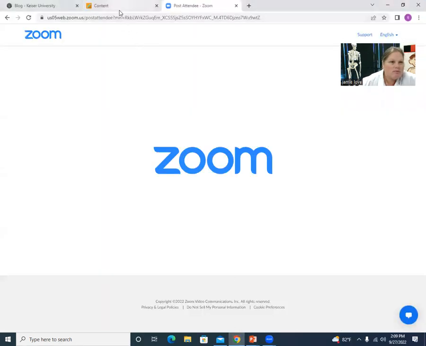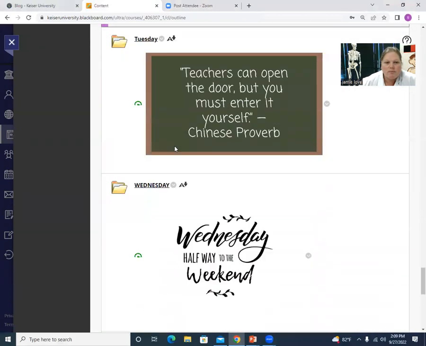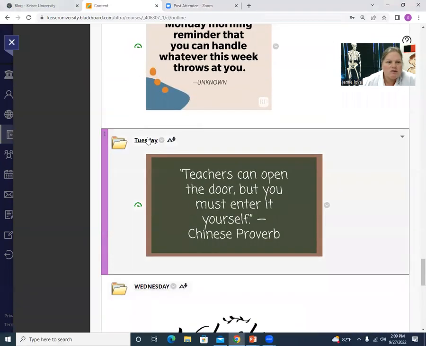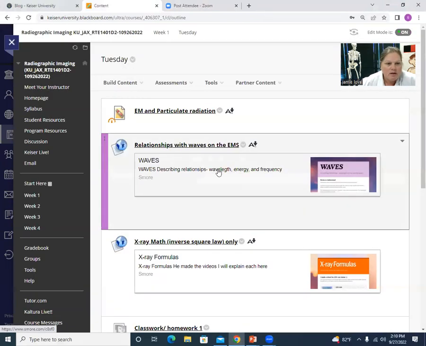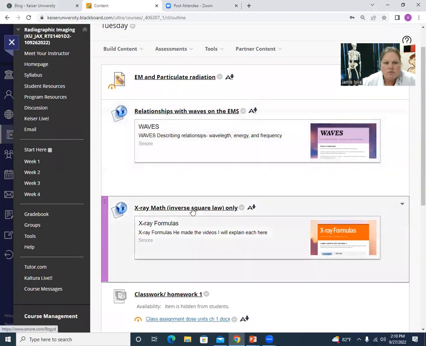Within that chapter, we also looked at the inverse square law. So I'm going to find my little link to that under Tuesday. Here's my link for the waves, inverse square law.